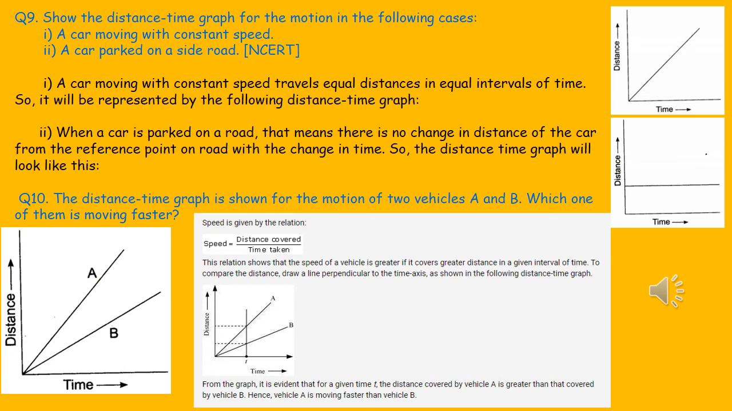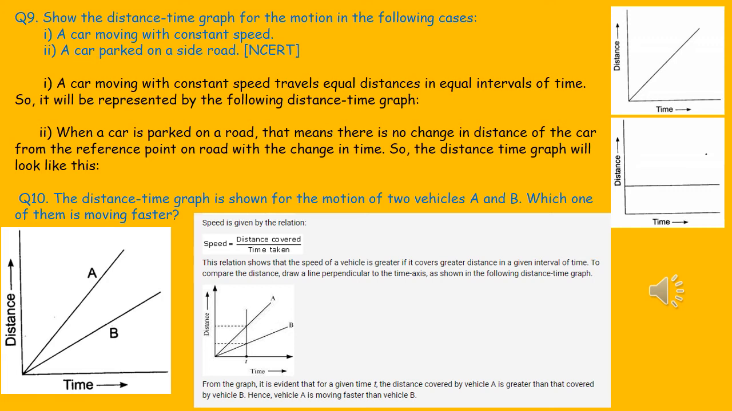Next question is from NCERT. Show the distance time graph for the motion in the following cases. Here the nature of motion is given and you have to draw the graph. A car moving with constant speed. It is shown beside the question. When a car is moving with constant speed, it travels equal distances in equal intervals of time. That is the definition of constant speed or uniform motion. So the graph will be represented by a straight line which is passing through origin.